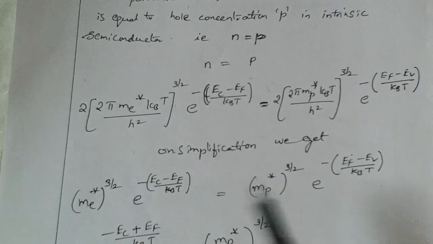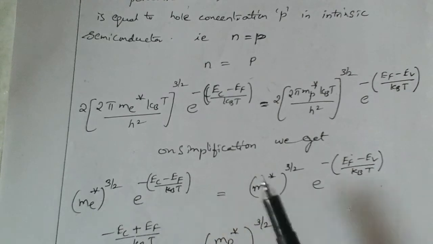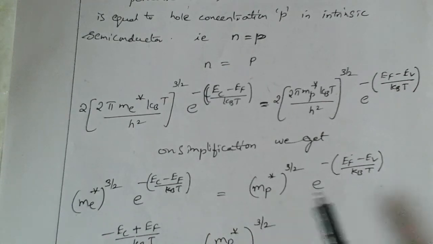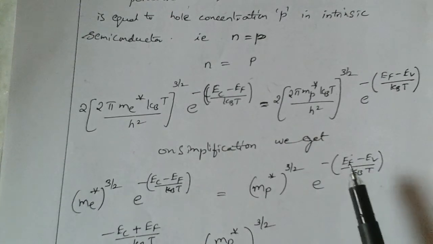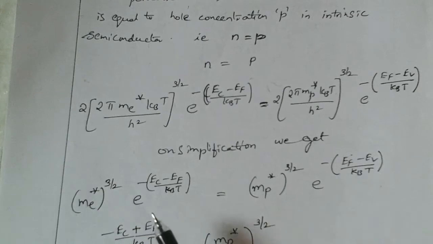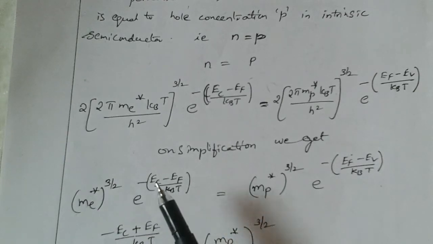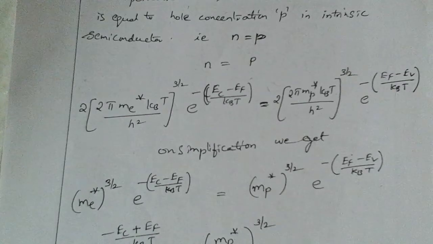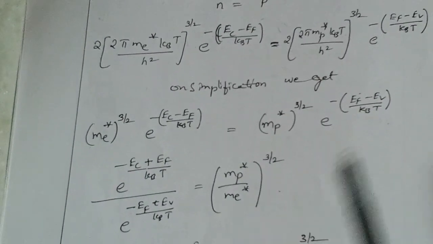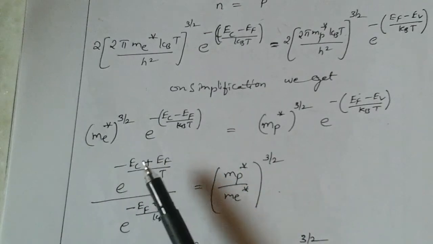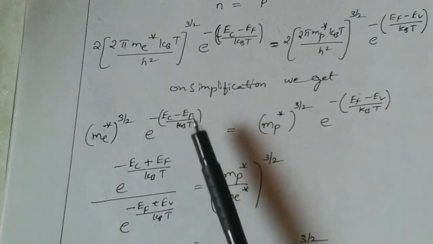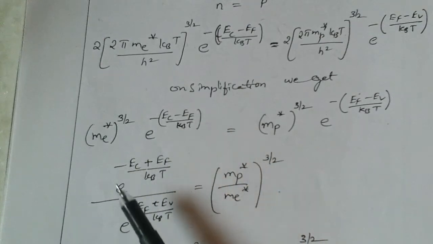So what we are doing is bringing this me* as a denominator of mp*, and bringing this e power of minus (Ef minus Ev) by kBT as a denominator of e power of minus (Ec minus Ef) by kBT. If we do so, we get it like this. This value is brought here, and this value is brought here. That is why we get e power of (Ec minus Ef) by kBT, meaning this value we have written here.